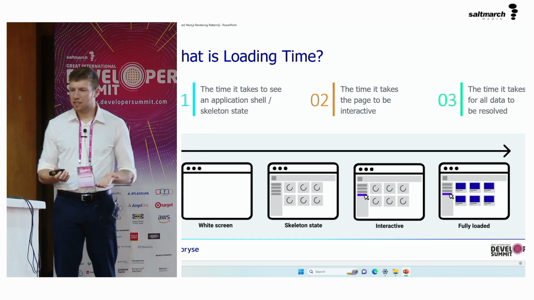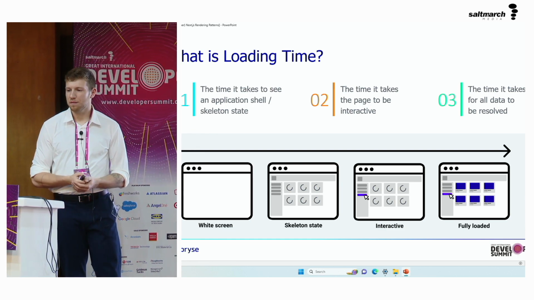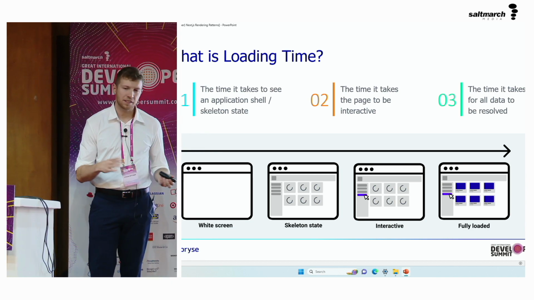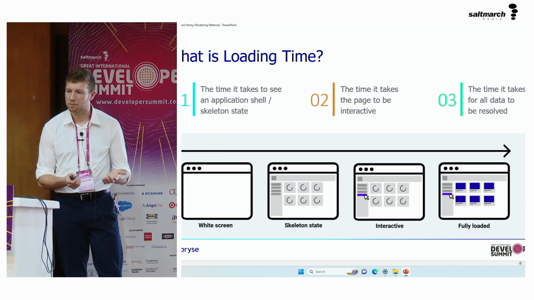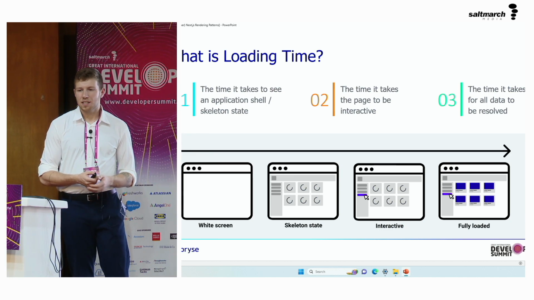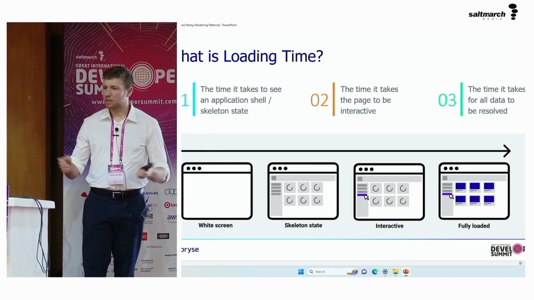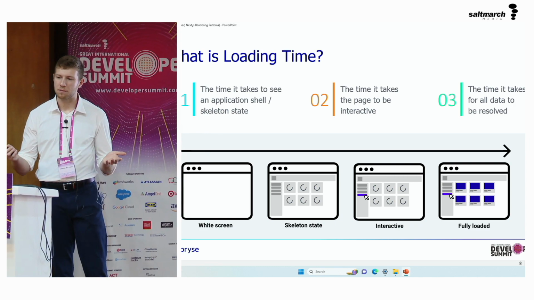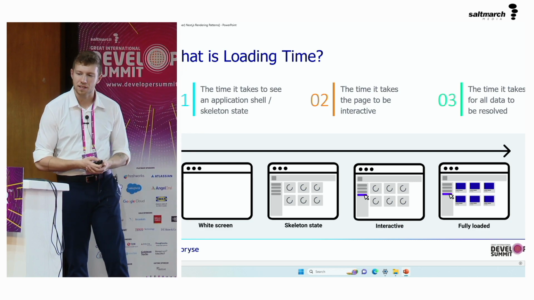The second metric is how long it takes to become interactive. So how long it takes for all of your JavaScript to be loaded, and how long it takes for your users to be able to interact with the elements on the page. And the last one is how long it takes to be fully loaded. So how long for all those pesky loading spinners to go away, and for your users to be able to actually view the content they came for.